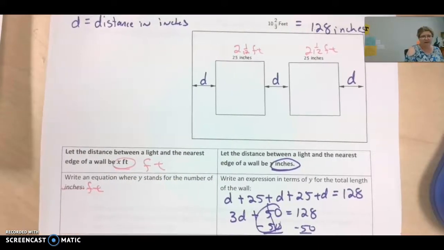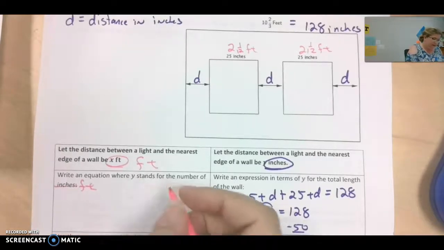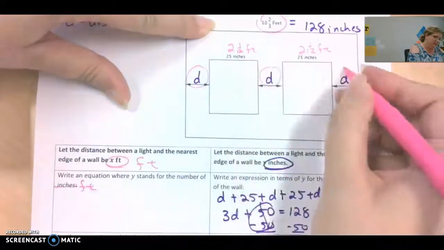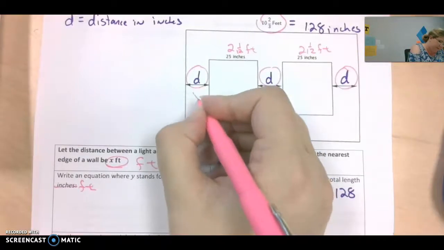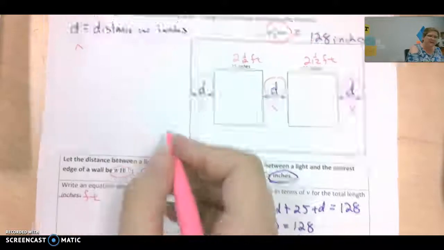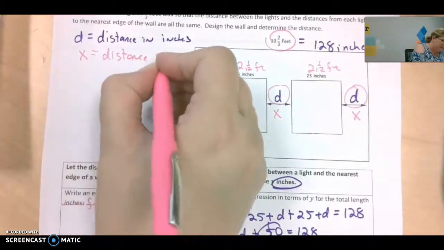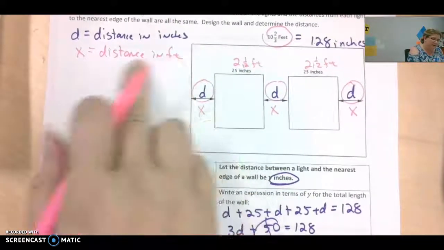Get that fixed for next time, but you may just need to mark that out and write feet. Alright, so still using distances, but let's call it x now because we're talking about feet. So x is going to be my distance in feet. I've changed my variable because I'm talking about a different value now.